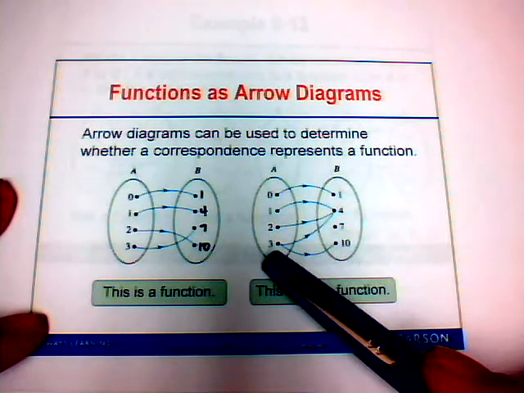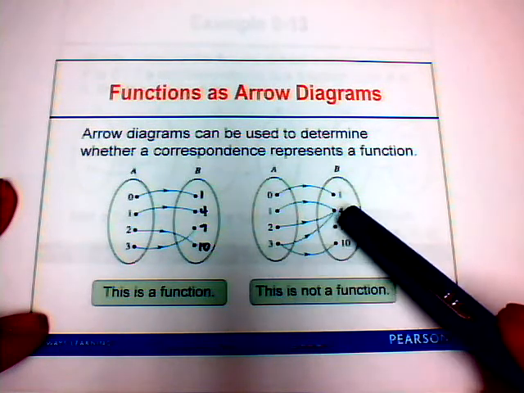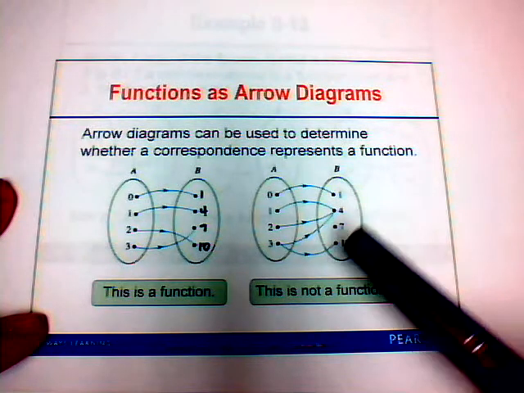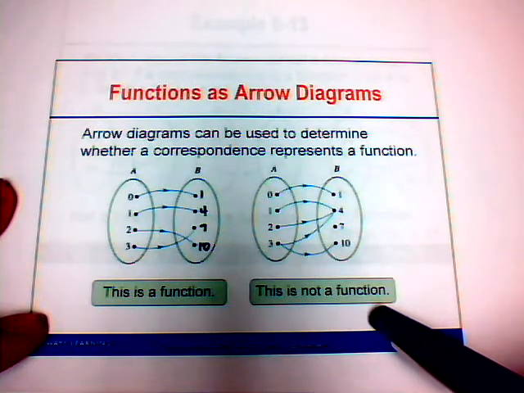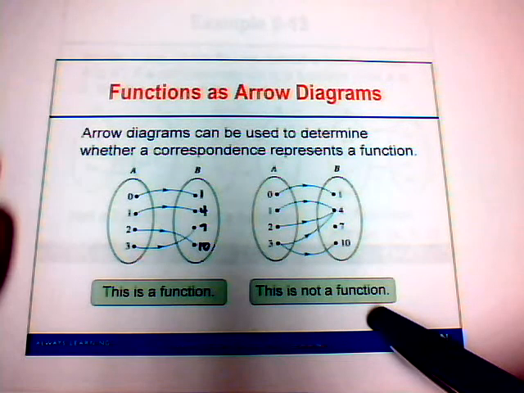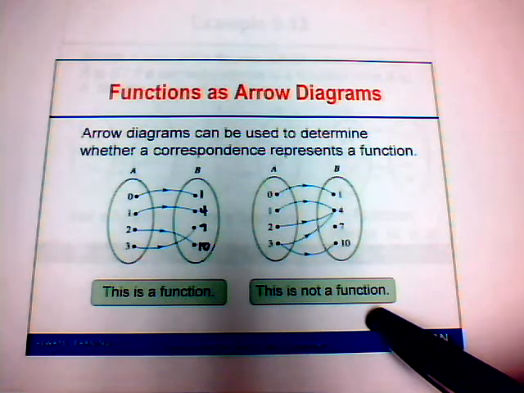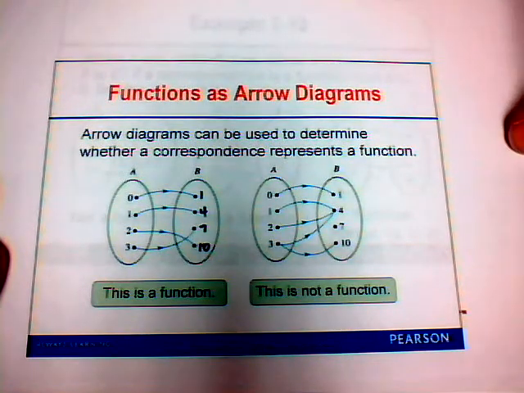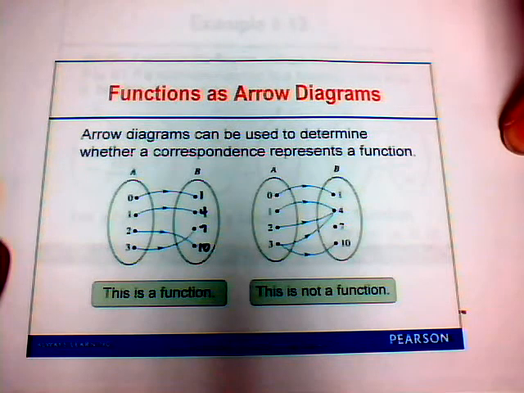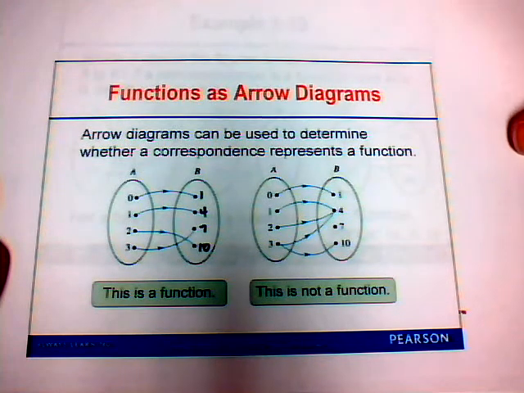Now, if you have a number in the domain paired with two different numbers in the range, then that means that this particular diagram will not represent a function. Okay? Because you can only have one x value paired with only one y value. I'm sorry, one element in the domain paired with one element in the range.